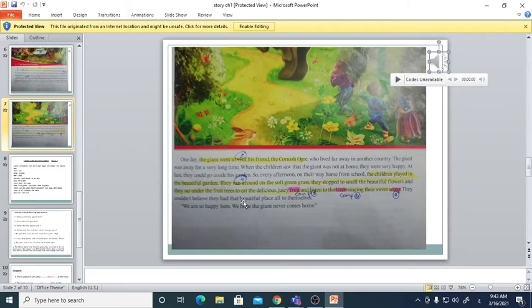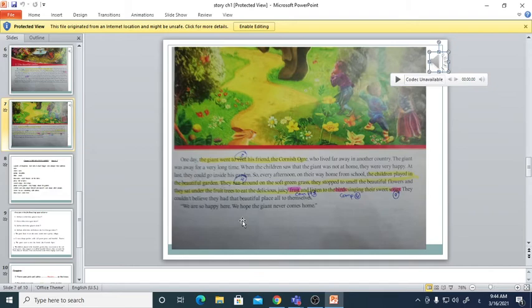So on this page, we said that one day the giant went to visit his friend. What's the name of his friend? The Cornish ogre. He lived far away in another country. Did the giant come back quickly? No, the giant was away for a very long time. When the children saw that the giant was not at home, they were very happy. Why? Because at last they could go inside the garden and enjoy playing there.